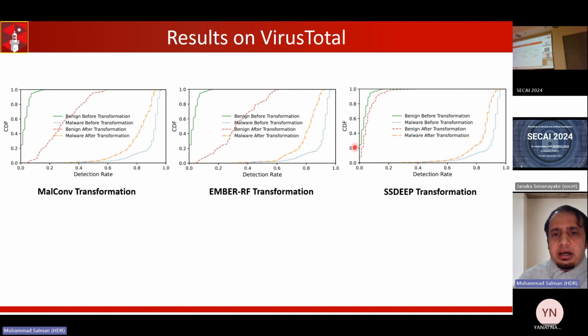So all these results show that while the transformed binaries reduce the detection rate from its original, none of them were able to fully evade the ensemble. This shows that the ensembles are effective in mitigating the adversarial attacks.